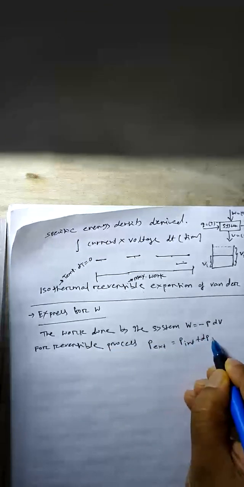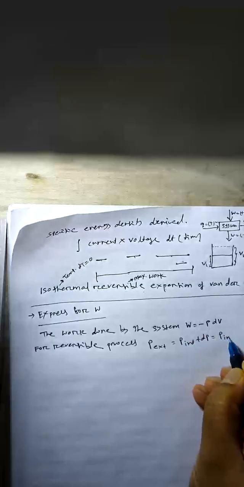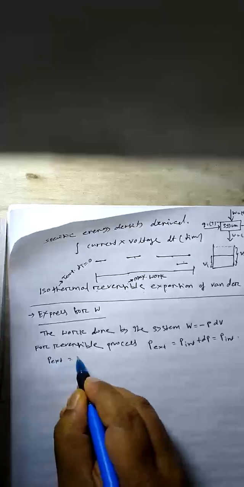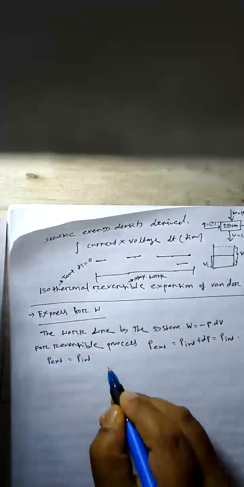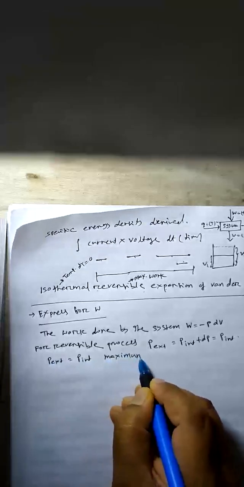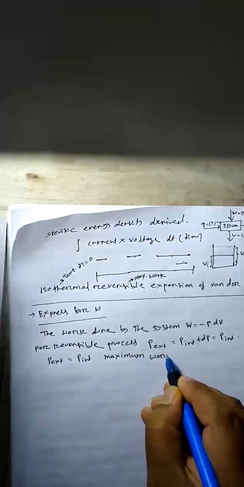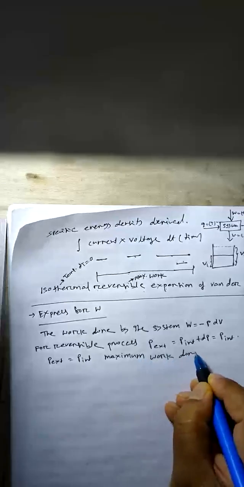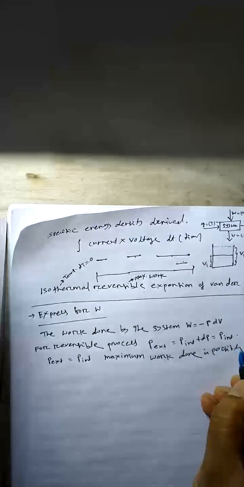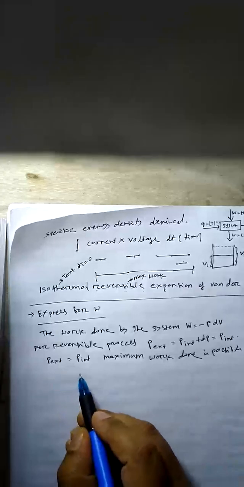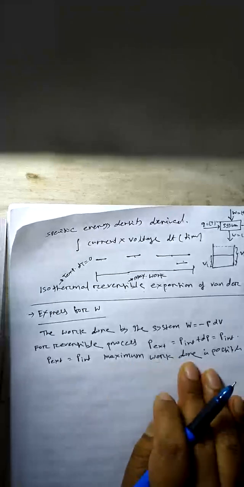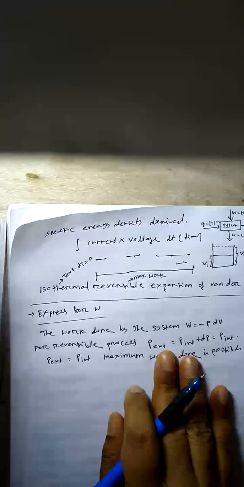We add some gas pressure is equal to P internal. That means external pressure is equal to internal pressure. Then maximum work done is possible. When the external pressure is equal to internal pressure, then maximum work done is possible. Maximum work done means it is a reversible process.